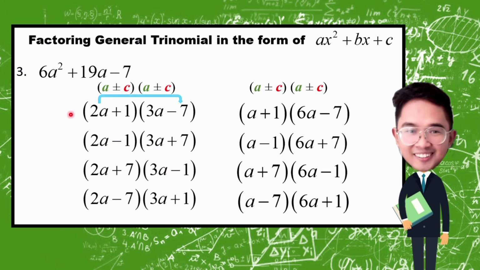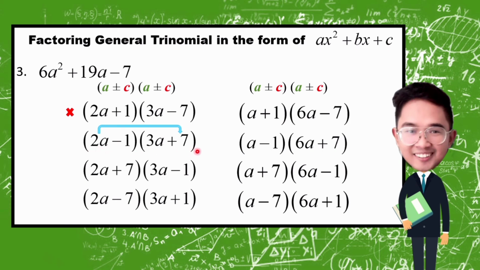2a multiplied by negative 7 is negative 14a. And positive 1 multiplied by 3a is 3a. Negative 14a plus 3a is negative 11a. And negative 11a is not equal to our middle term, which is positive 19a. Therefore, this is not a factor of our given. Let's proceed to the second possible factor.